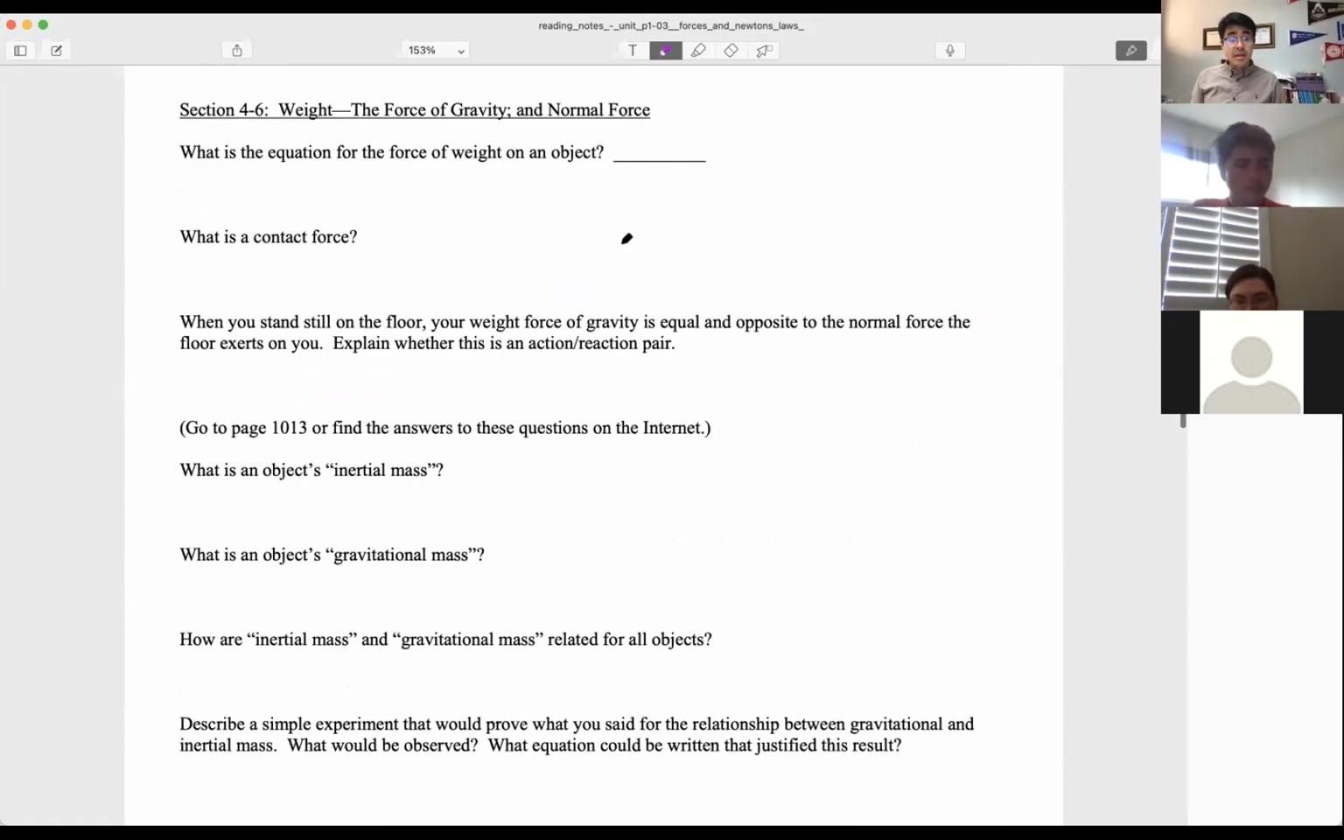Okay. Next one is asking for the equation for the force of weight in an object. That one's easy, right? The force of weight, W, is just equal to mg.